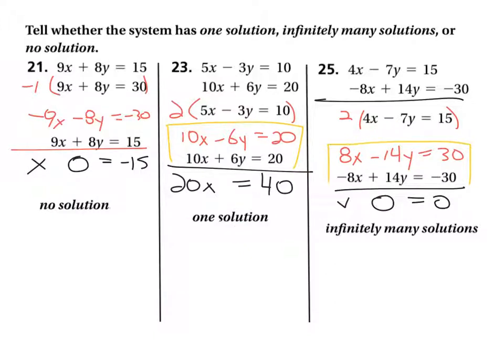And then finally, this 25, when we multiplied one equation by 2 and then we added them together, the variables both dropped out, but the constants actually were opposites as well, and we got a 0 equals 0 situation, always true, infinitely many solutions.